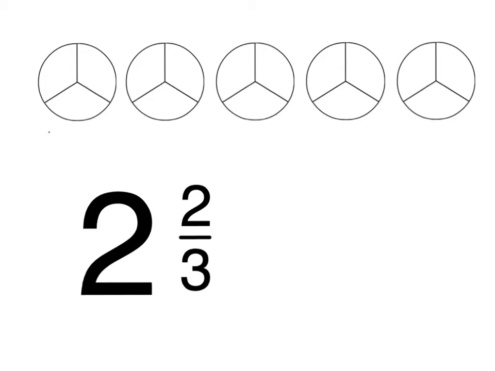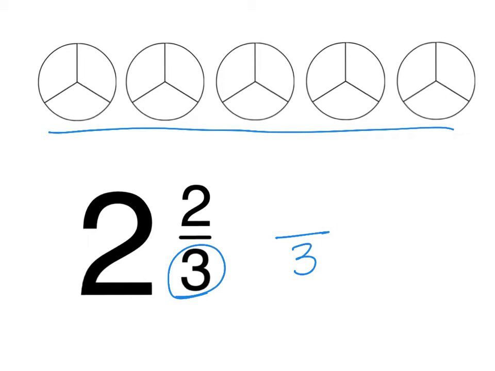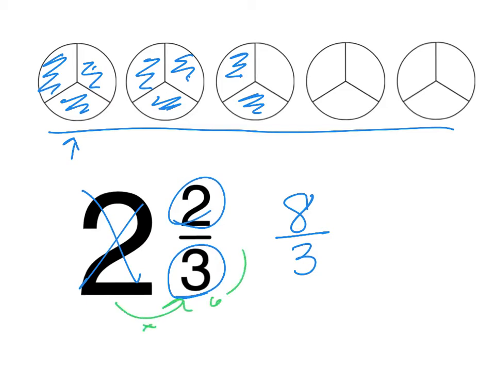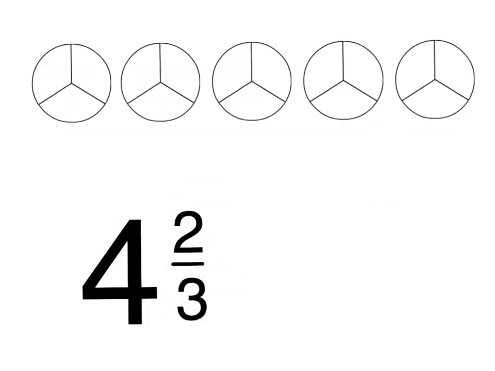I divided all my circles into thirds, just like the denominator said, because I know my denominator is going to be 3, because there's 3 in one thing. I'm going to fill in 2 of them, 1, 2, and then 2 more of another one. So I have 1, 2, 3, 4, 5, 6, 7, 8. So now if I do it the other way, 2 times 3 gives me 6, plus the 2 gives me 8, and the denominator stays the same. Try this one on your own, and then come back and see if you did it right.